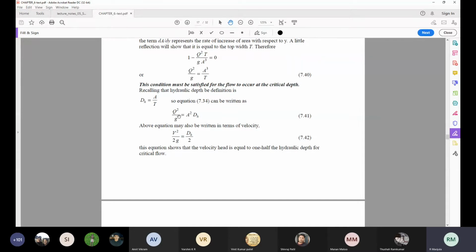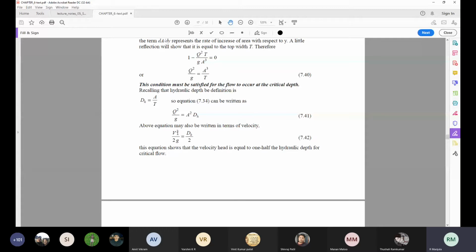So this above equation can be written in terms of velocity. Q is equal to V into A. So I am substituting AV for Q, giving A square V square, and then A square gets cancelled.